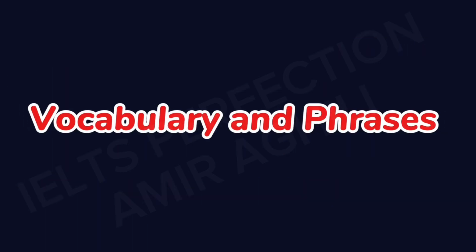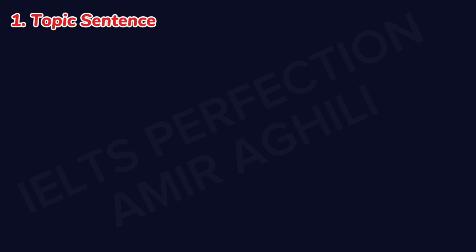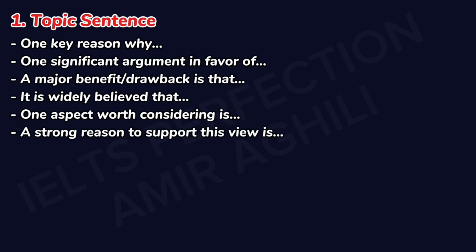Now let's review some vocabulary and phrases that can help you boost your score. Phrases for topic sentence. One key reason why. One significant argument in favor of. A major benefit/drawback is that. It is widely believed that. One aspect worth considering is. A strong reason to support this view is.